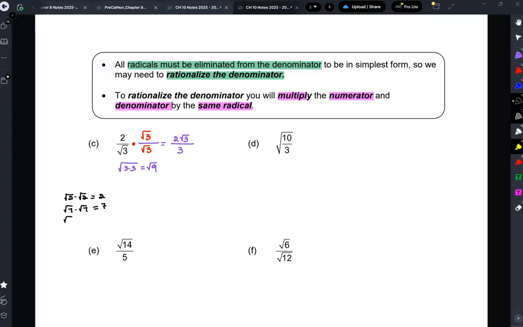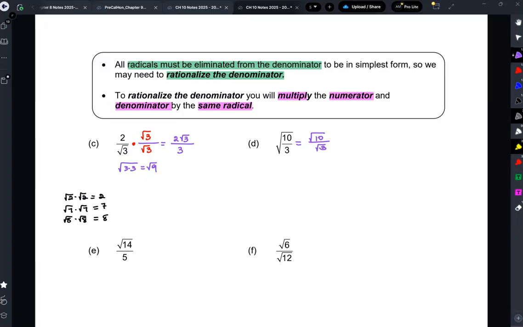Root, let's see, root 8 times root 8 is what? 8. Okay? Root pencil times root pencil is what? Just pencil. The roots cancel out. Okay? So we need to know that. All right. So let's take a look at this next one. First, I split it up. Root 10 over root 3.